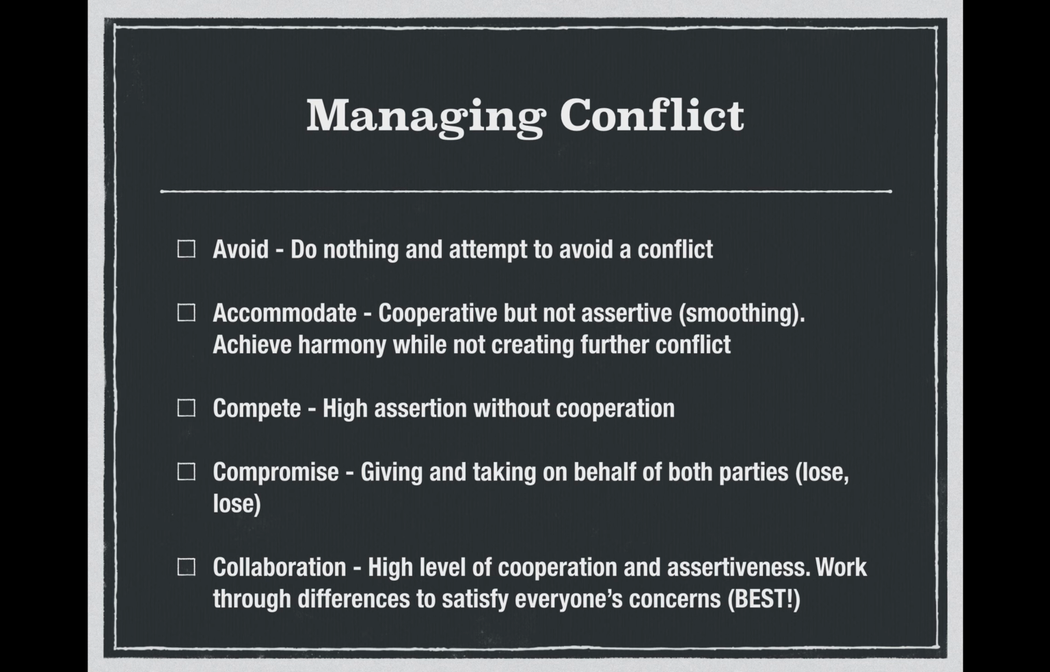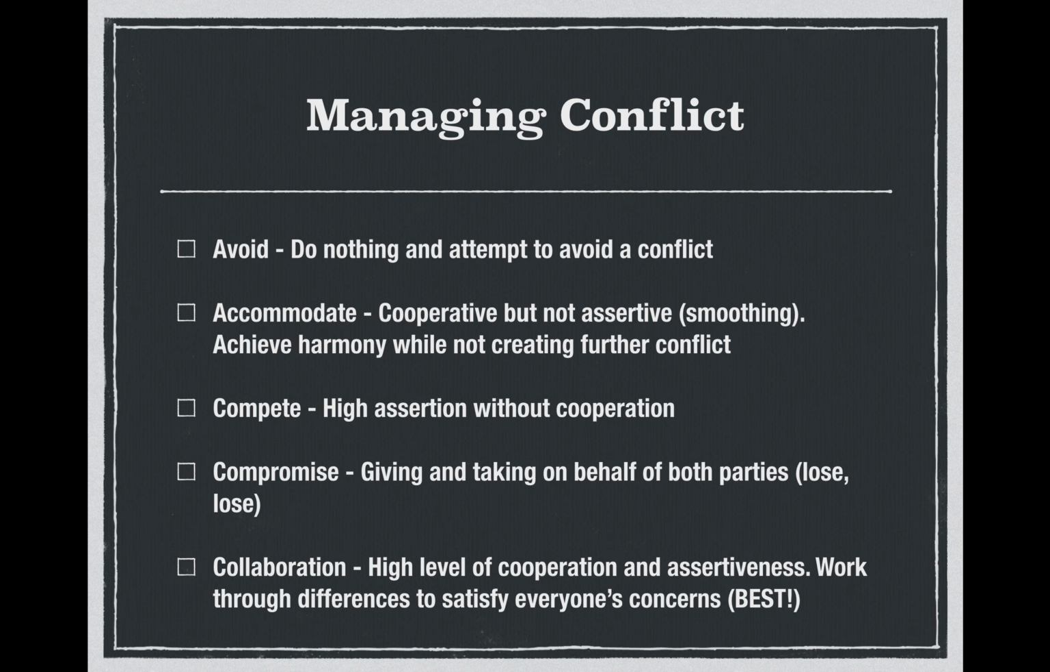The next one is compromise. So this is, both parties have a conflict. They can't agree on something. So they give up something each to come to a common ground. This is really a lose-lose way to manage conflict because Bob feels like he gives up something, Joe feels like he gives up something, so they're really losing in the end.